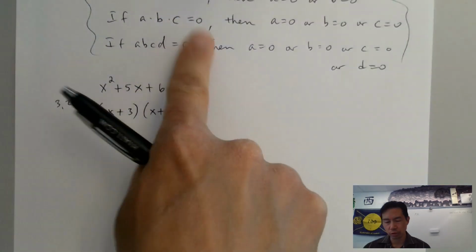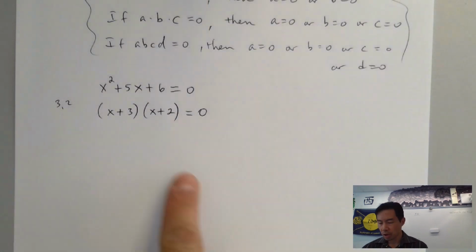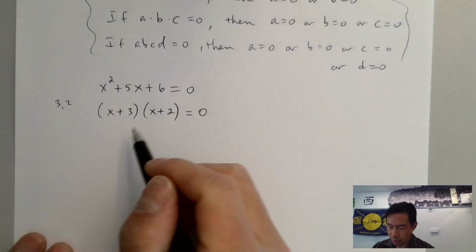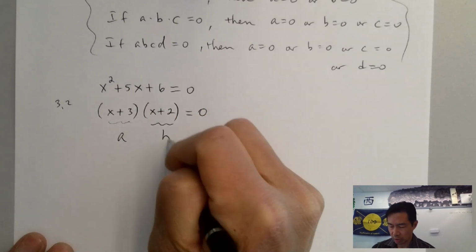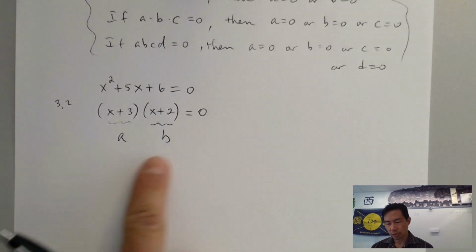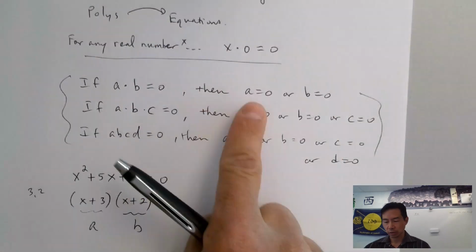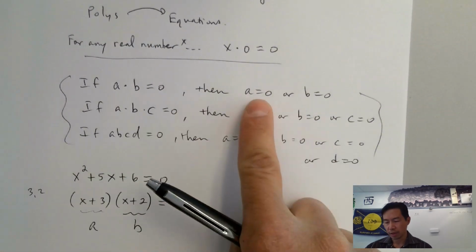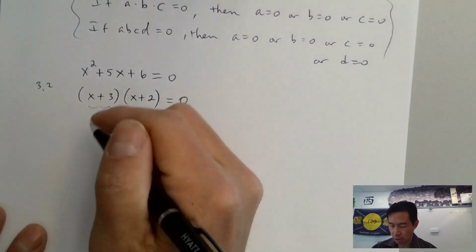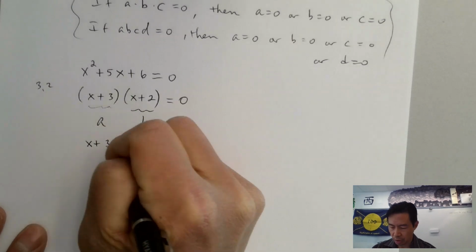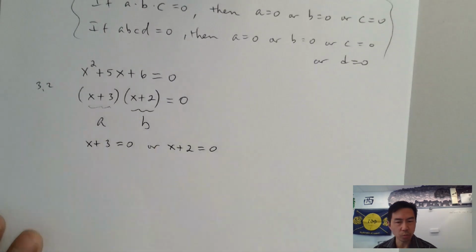Okay, now here's where we use our little factoid. Anything times 0 is 0. So think of x plus 3 as a, and think of x plus 2 as b. So this is no different than saying a times b equals 0. And the conclusion is, if a times b equals 0, then a equals 0 or b equals 0. So in this situation, x plus 3 equals 0 or x plus 2 equals 0. At least one of those must be true, right?